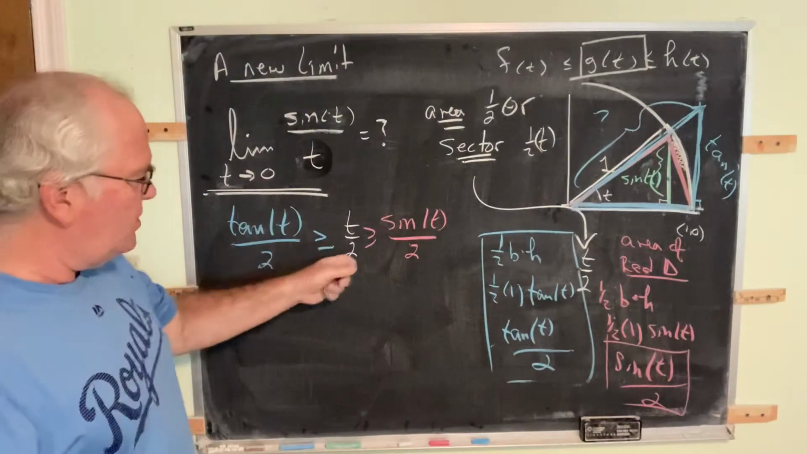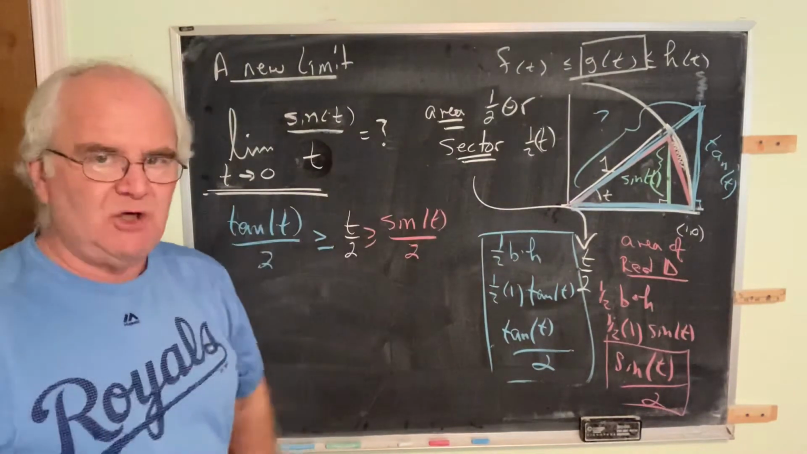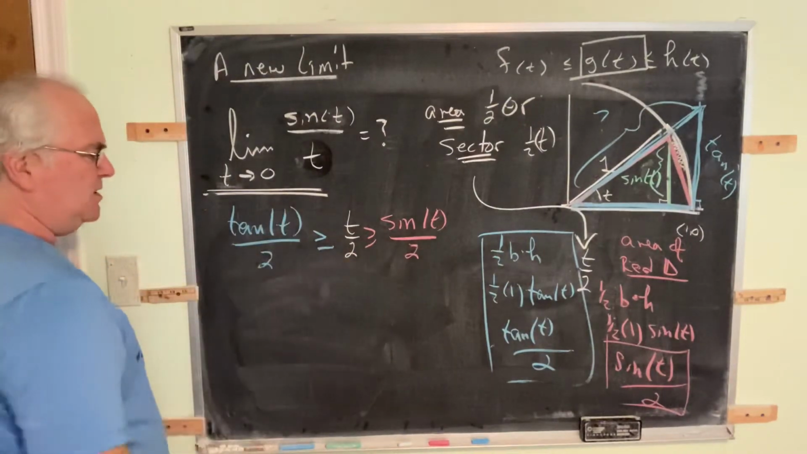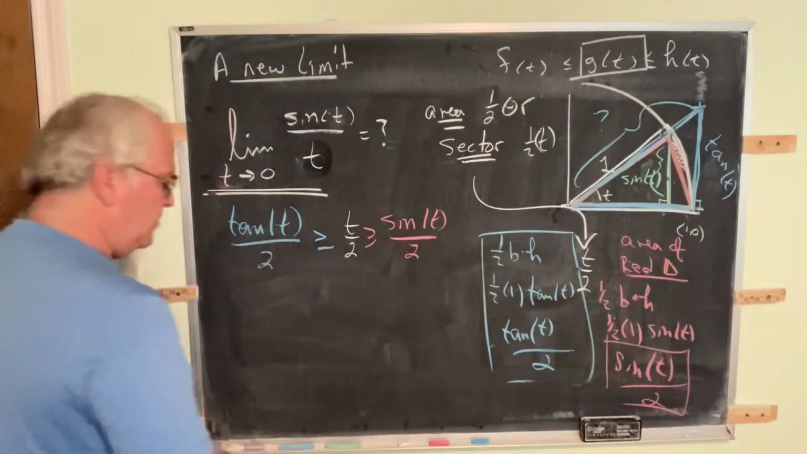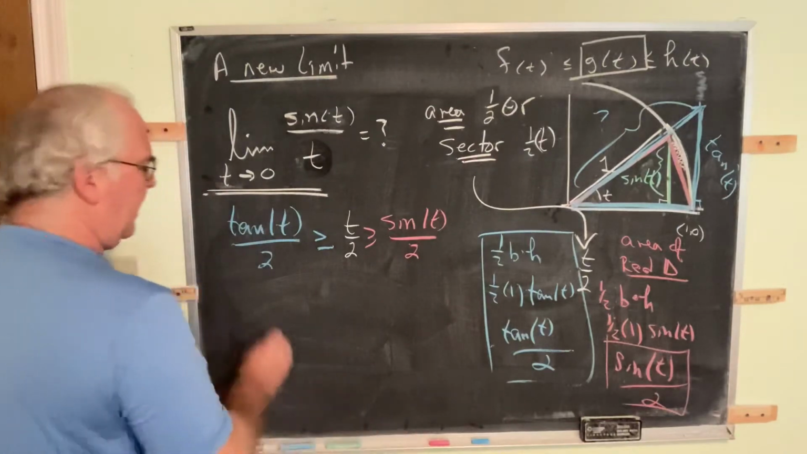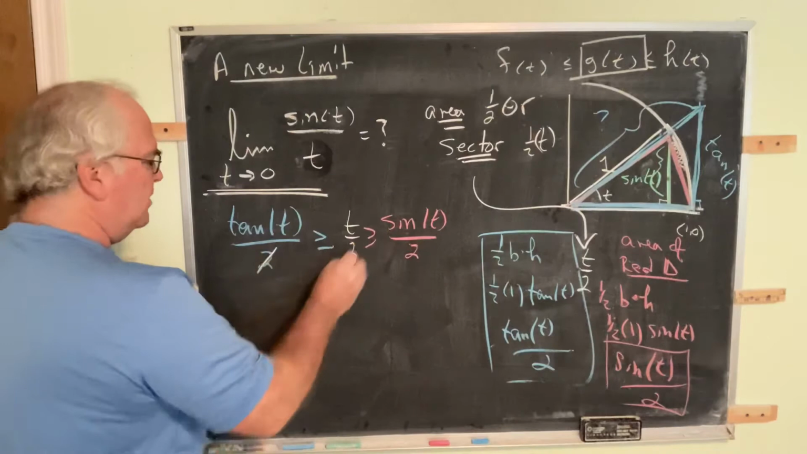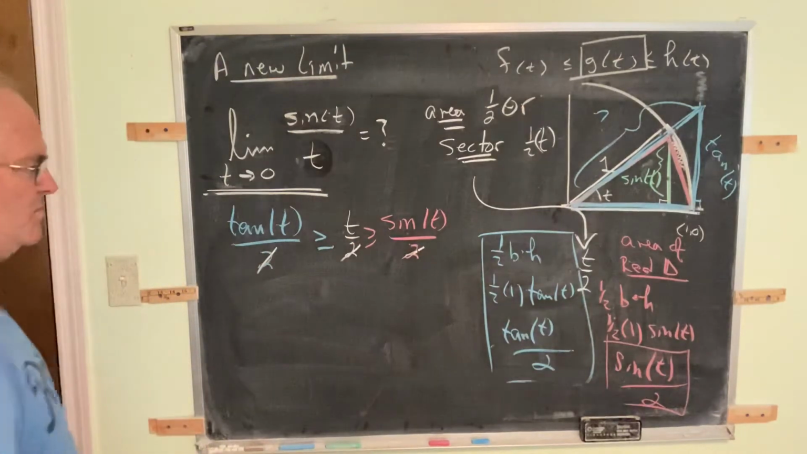Now the next piece is this. There's a 2 here. I'm going to multiply everything by 2, all 3 pieces, to clear the fraction. If you multiply everything by 2, the 2's all cancel out. Multiply this by 2, multiply this by 2, multiply this by 2, and those are gone. All right?